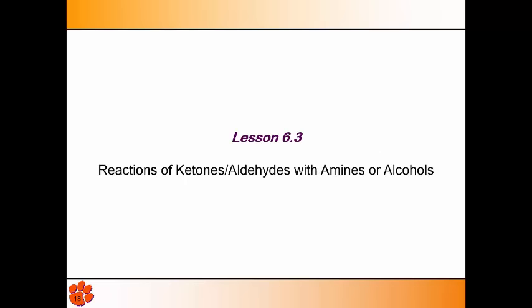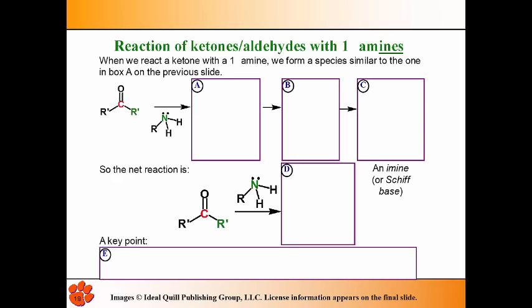In this lesson we are going to talk about reactions of ketones and aldehydes with amines or alcohols. Ketones and aldehydes react with primary amines and secondary amines, and the reactions with primary amines and secondary amines yield different products. So let's look at the reaction of a ketone or an aldehyde, saying this R here is either an H or a carbon chain, alkyl or aryl.